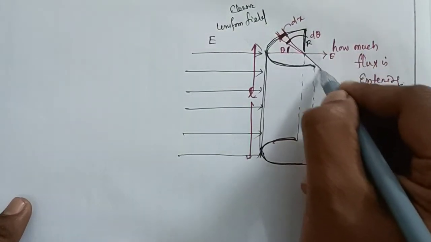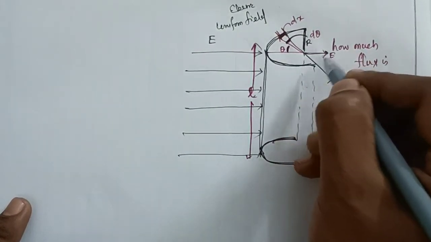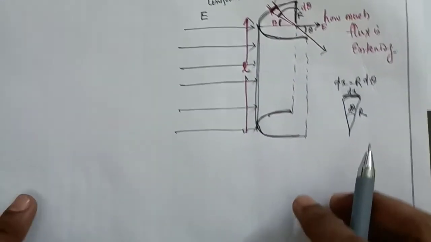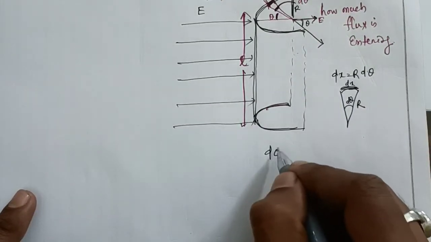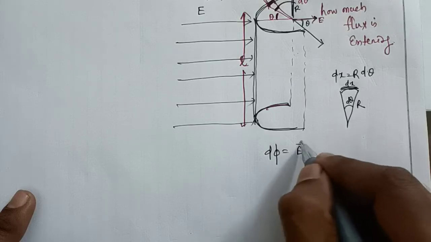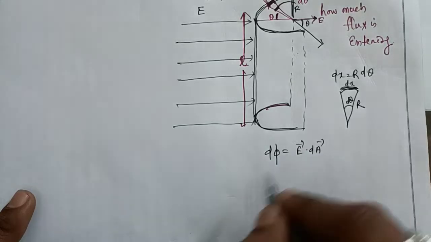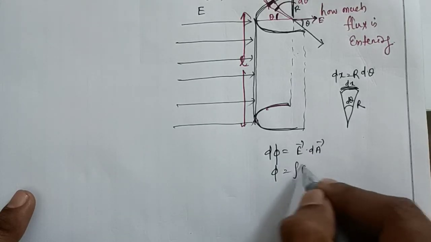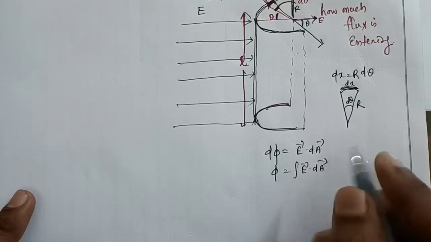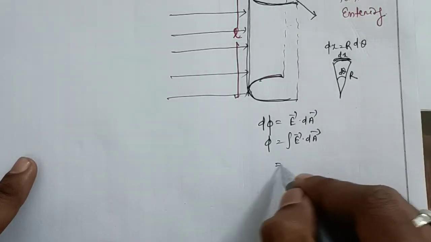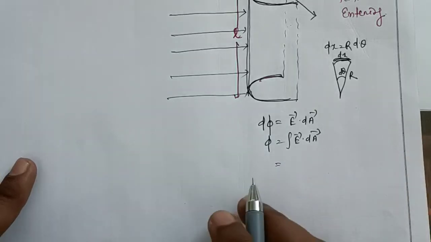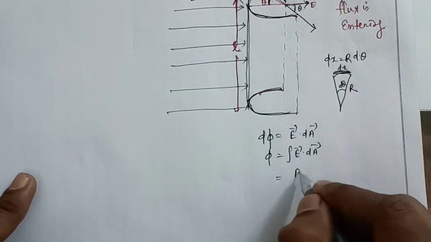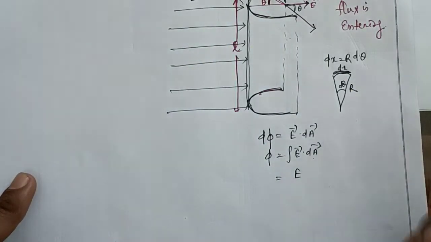So the area vector will be like this. The electric field will be like this. This angle is theta. If I write my elementary flux, this is d phi, which is nothing but E dot dA. And phi is nothing but the integration of E dot dA. I hope the scenario is pretty clear to everyone. What is the expression of electric field? The electric field is uniform, so that's why E.